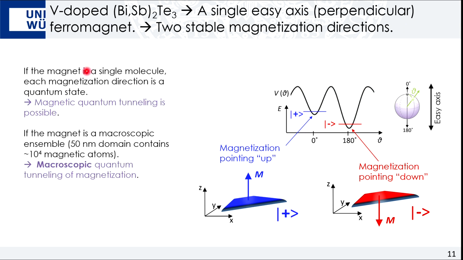Now, if the magnet is instead, say, a single molecule, each of these magnetization directions is a quantum state. And then if the potential barrier is not too high in between, magnetic quantum tunneling is possible. This is a situation where the magnet can tunnel between these two states. Now, if at the same time the magnet is a macroscopic ensemble, so a 50 nanometer domain in this case would have some 10,000 magnetic atoms, this would be an example of macroscopic quantum tunneling of magnetization.